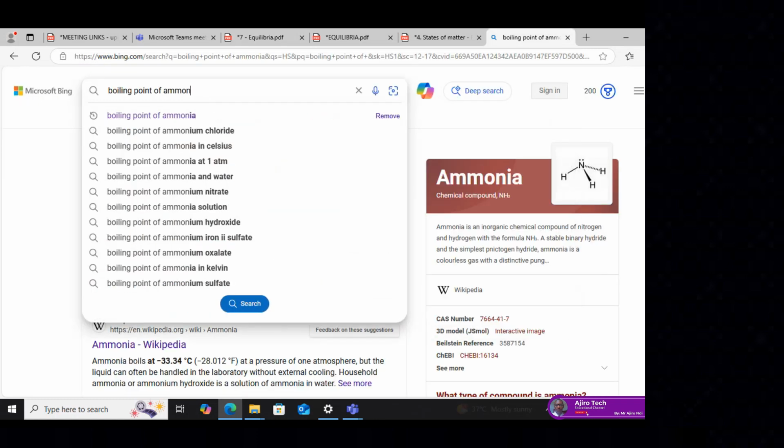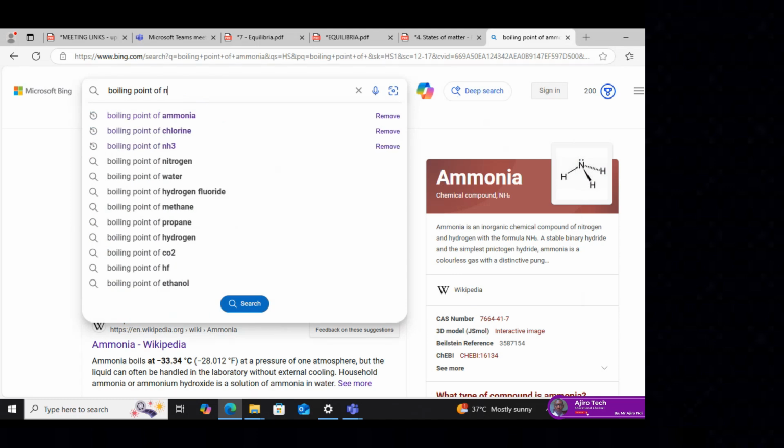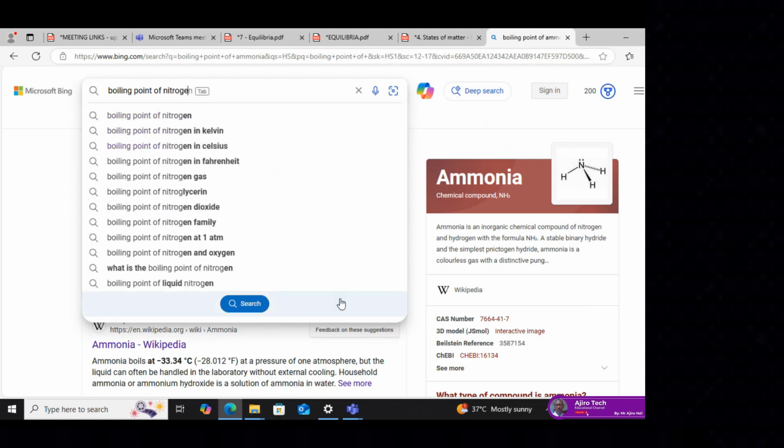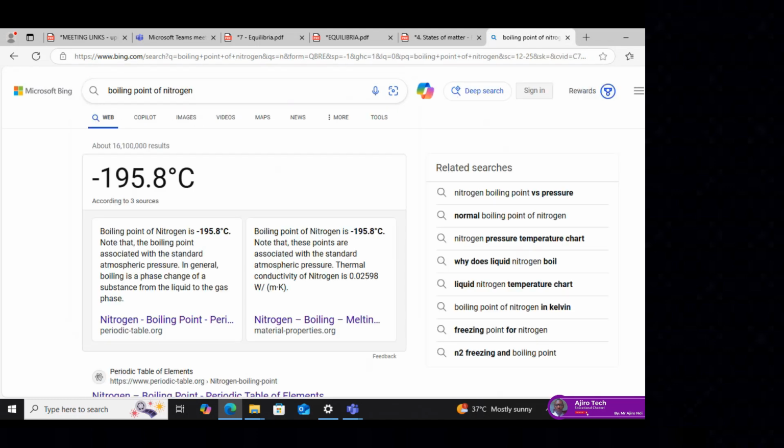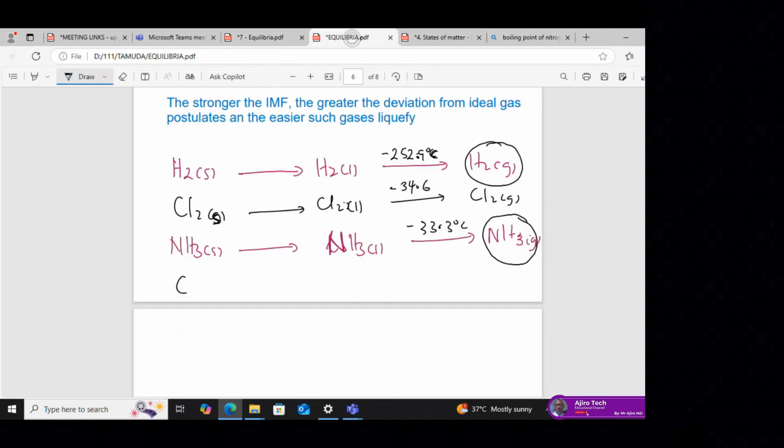Suppose we just apply low temperature. Suppose we apply low temperature for all of them, nitrogen. We keep the same pressure. That is minus 195.8. Since it's nitrogen, we need minus 195.8. Nitrogen solid, nitrogen liquid, 195.8.